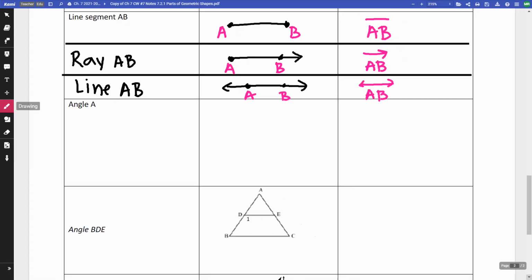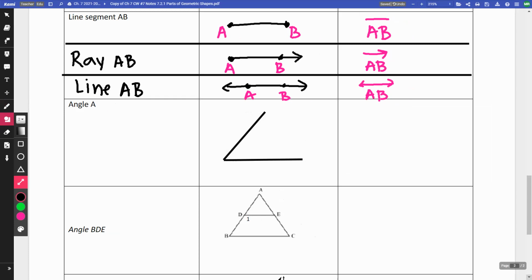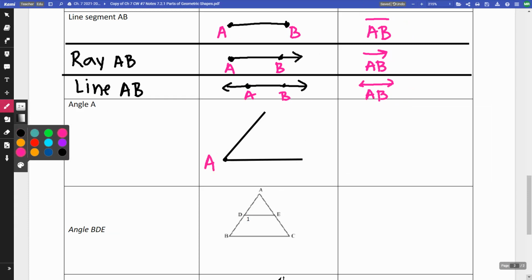Angle A. So we're going to draw an angle. And this angle, we're going to call A. And angles do go on forever and ever like that. So there's angle A. And then the way we're going to write angle A, put an angle symbol and then the letter A.